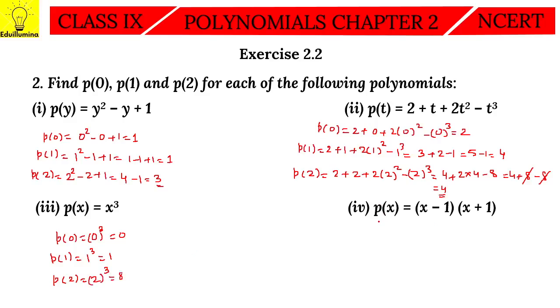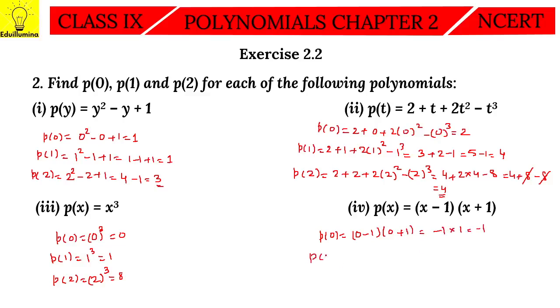And next one is p of x equal to x minus 1 into x plus 1. First of all, p of 0, which is equal to 0 minus 1 into 0 plus 1. 0 minus 1 is minus 1, 0 plus 1 is 1, so minus 1 into 1 is minus 1.